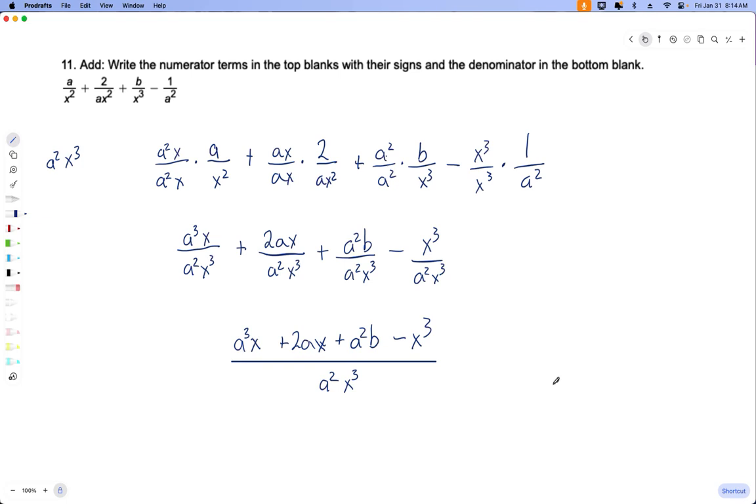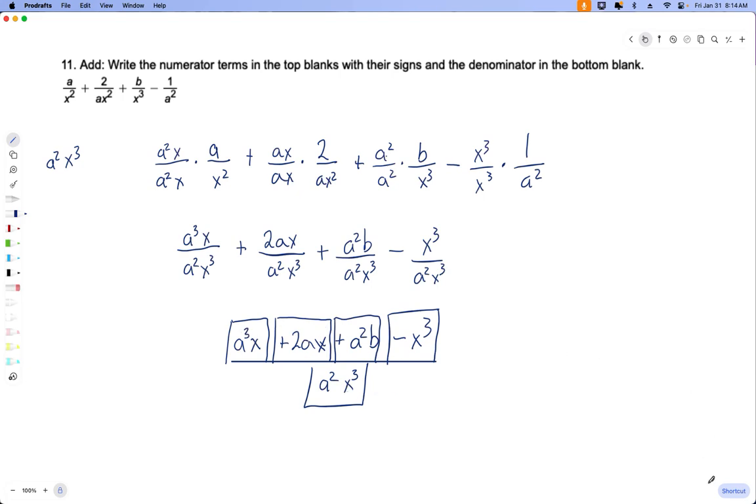Each one of those terms in the top, you put in by itself in a blank, and then the one in the bottom, you put in the denominator blank. So this is a blank, this is a blank, this is a blank, and this is a blank. And then this is a blank. And that's what it should look like in your Jupyter, that each one of those are put in separately.